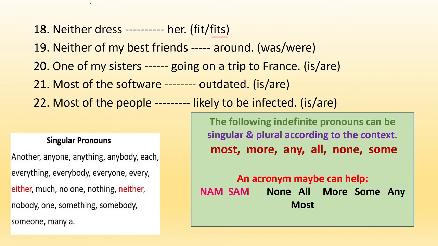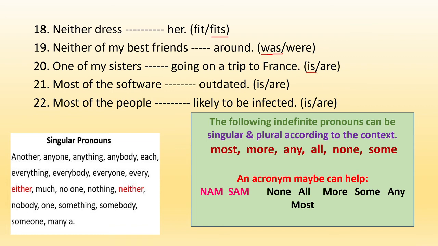So neither of my best friends. So again it is only neither. So that means singular. So neither of my best friends was around. So we are not to see the subject near to the verb in this case because it is only neither. Nor is not here. Now one of my sisters. Now here one of my sisters, again one is included here in singular pronouns. So is going on a trip to France.